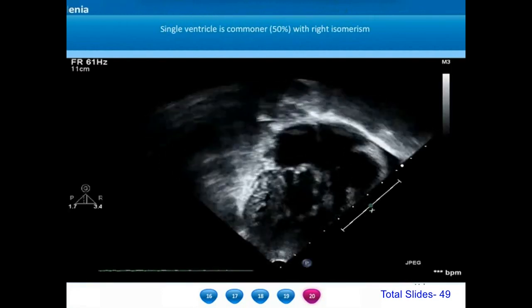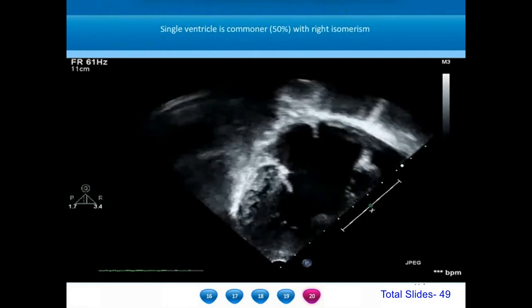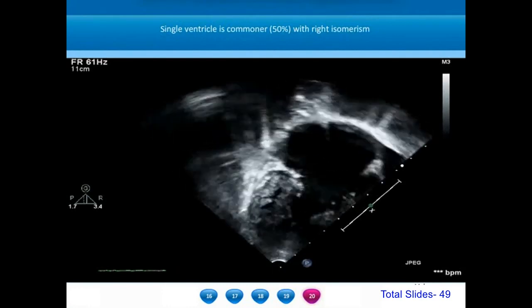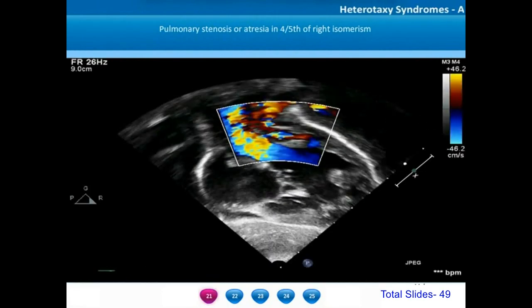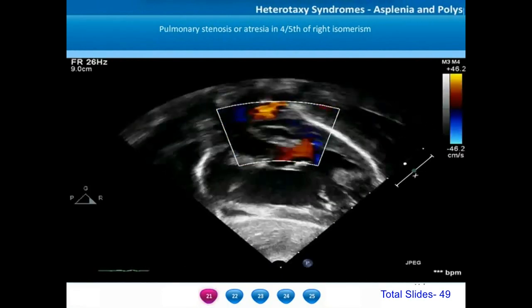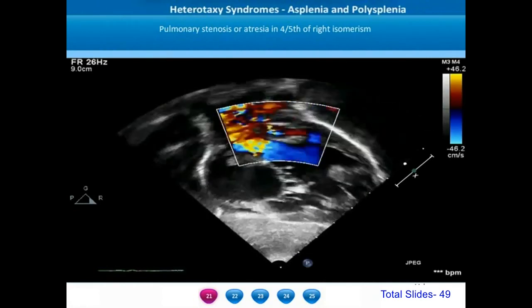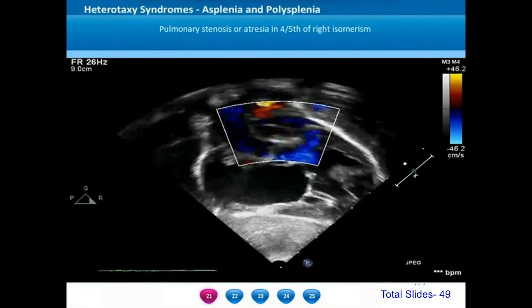Single ventricle or univentricular heart is more common with right isomerism. Many left isomerism patients will have a biventricular heart. 80% of patients with right isomerism may have associated pulmonary stenosis or pulmonary atresia.